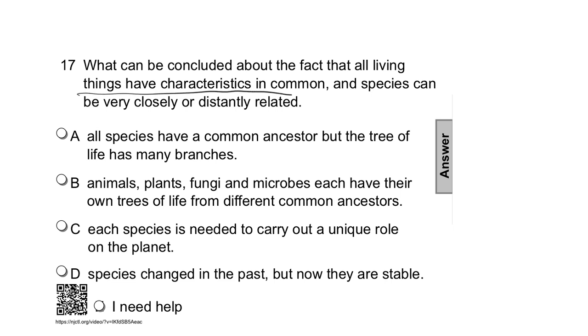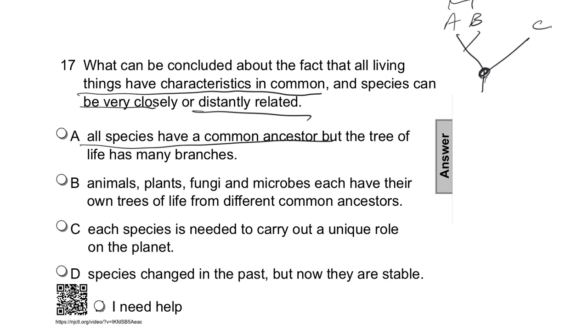All living things have characteristics in common, and species can be very, very closely or distantly related. So that's when we're talking about this. Like, here's species C, here's species A and B. A and B and C share common characteristics because they have a common ancestor right here. But A and B are more closely related. They share more characteristics than species A and C. That's what they're saying. All species have in common, but the tree of life has many branches. Okay, that's true. Animals and plants each have their own tree of life.